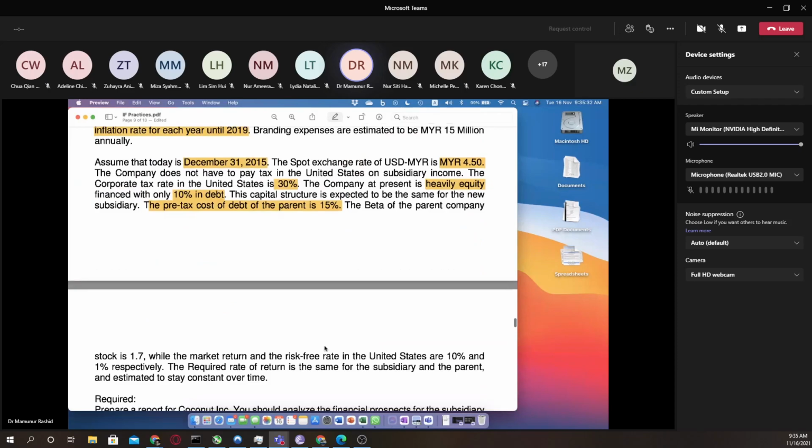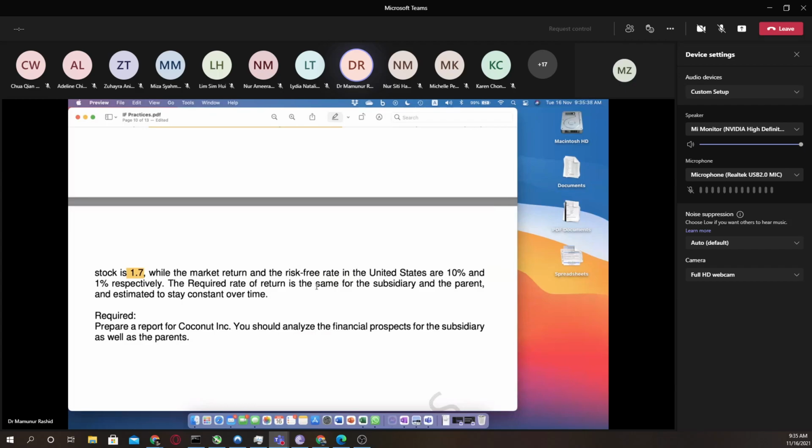Beta of the parent company is 1.7, while the market return and risk-free rate in the United States are 10% and 1% respectively. The required rate of return is the same for the subsidiary and the parent, no risk premium to be added, and estimated to stay constant over time. So you'll calculate for the parent company and the same will go for the subsidiary. What is required? Prepare a report for Coconut Incorporation. You should analyze the financial prospect for the subsidiary as well as for the parent. So for both cases, you'll calculate NPV and make a decision.